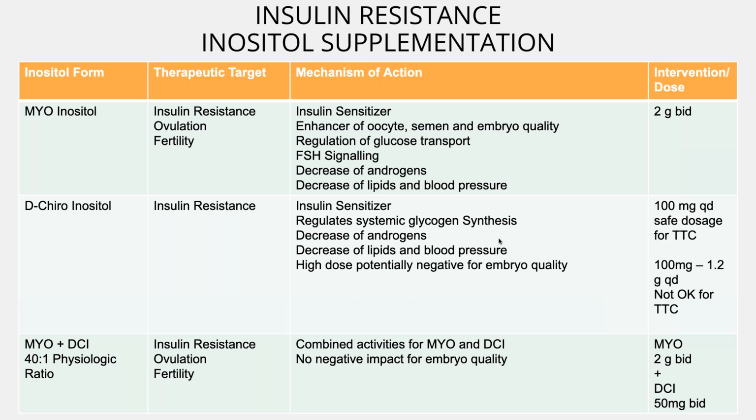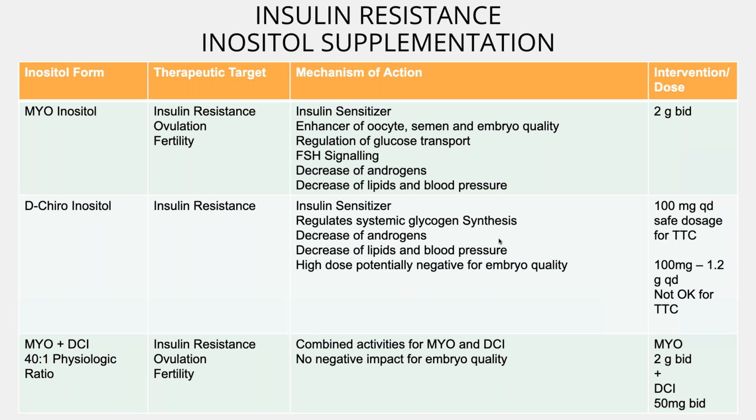So I just want to run down the different types of inositol because it's sometimes a little confusing. So myo-inositol is the main type of inositol that you'll see most everywhere. It's very affordable. It's 2 grams twice a day in most studies. And it's an insulin sensitizer. It's an enhancer of oocyte, sperm quality, which many people don't know, and embryo quality. So it's very helpful for the quality of the gametes themselves. It regulates glucose transport. It improves basically all the parameters of PCOS.